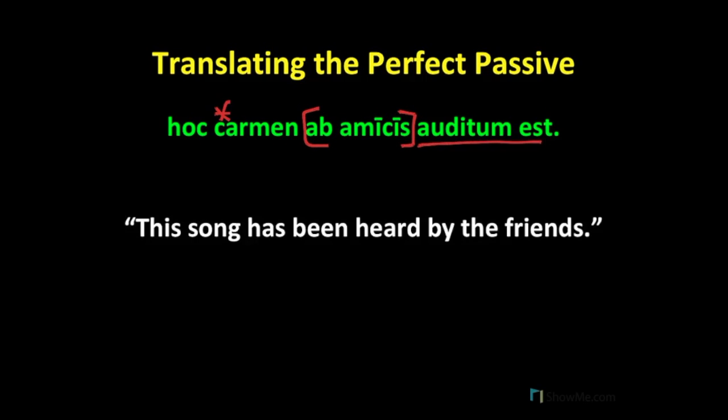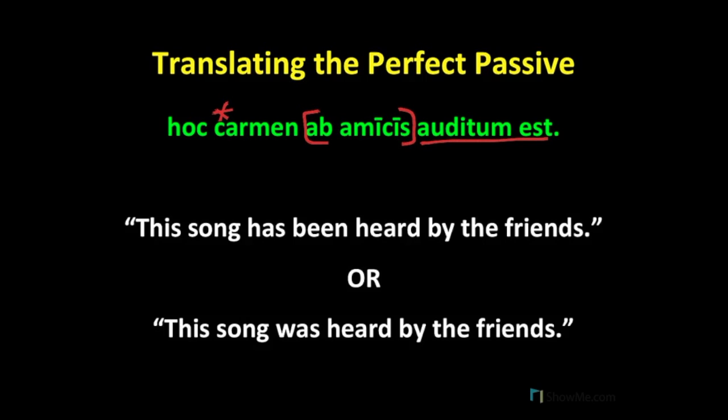Since our verb is in the passive voice, the subject is receiving the action. I mentioned before that there's some flexibility in the translation formula here, and here it is. We can also treat the perfect tense as a simple past tense. And here we translate the sentence as, this song was heard by the friends.